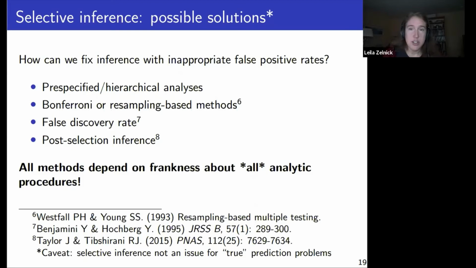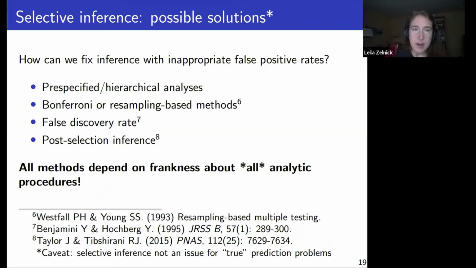Another approach is to instead control what's called the false discovery rate. That's where you are instead going to control the expected proportion of rejected null hypotheses that are false. That tends to be less stringent than Bonferroni and is just another approach.